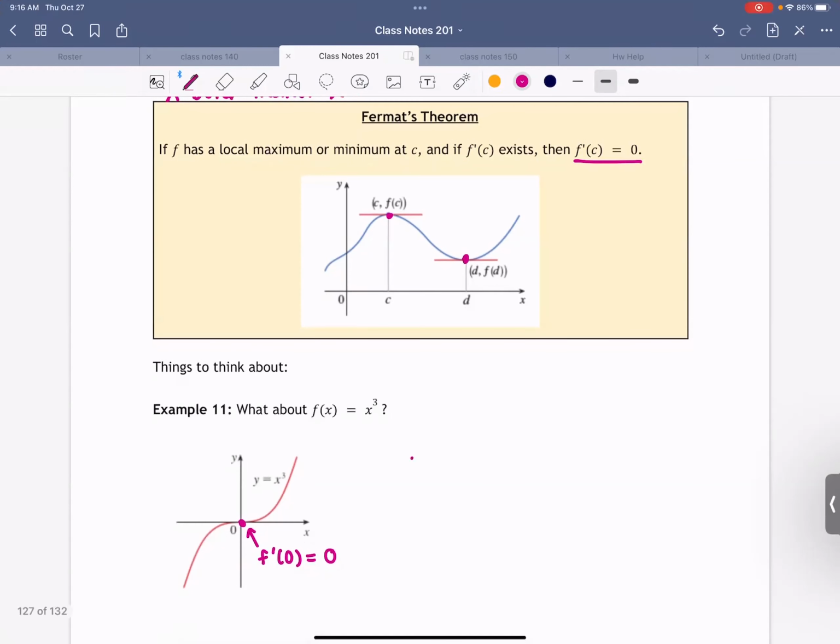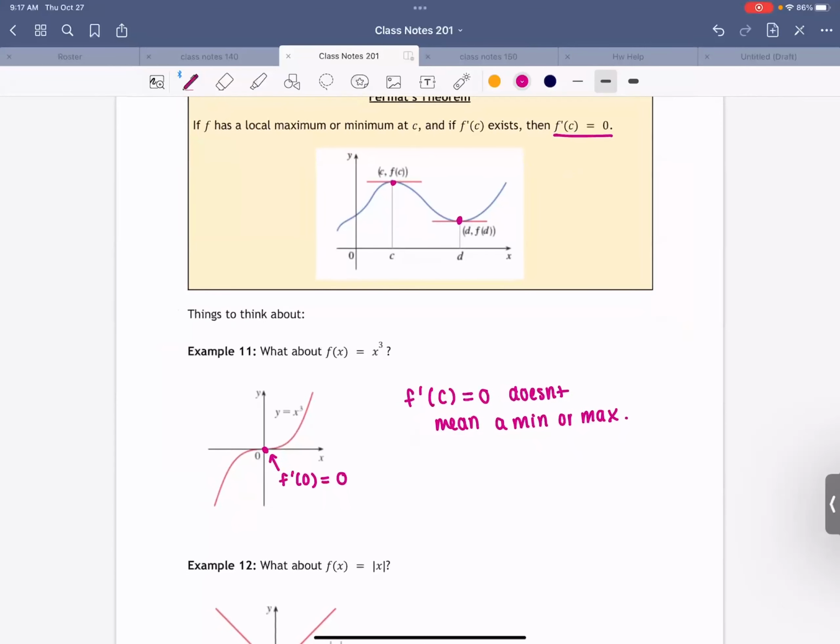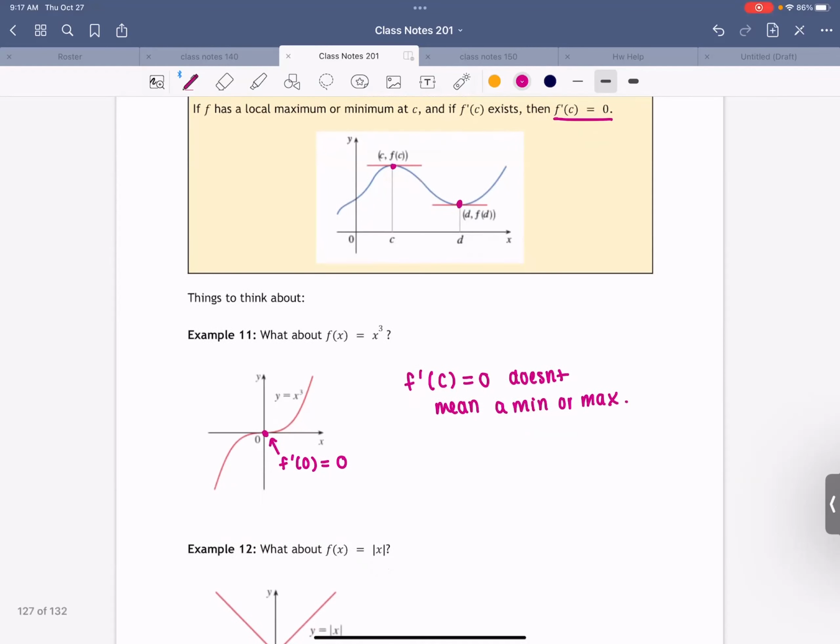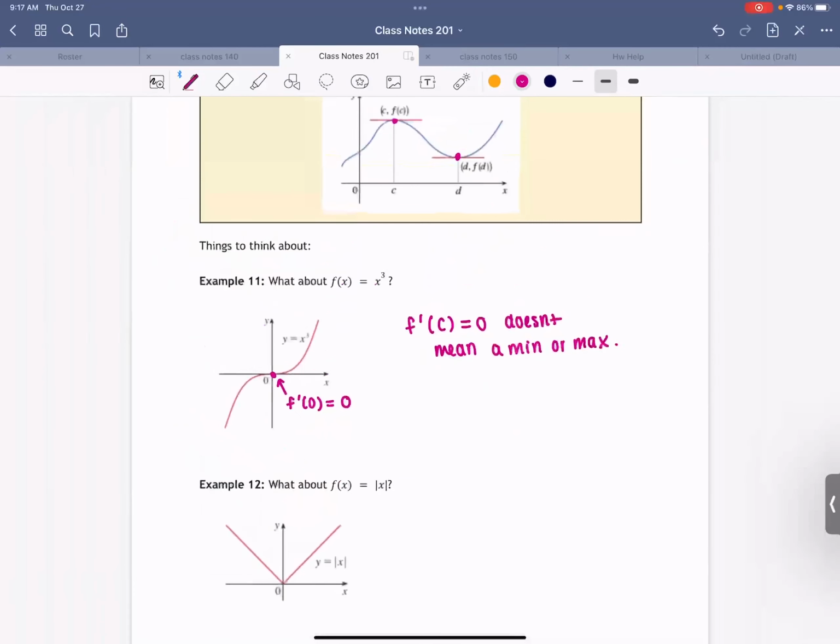So I'm going to write this out. F prime of c equals 0, so the derivative equaling 0 doesn't necessarily mean we have a local min or max. Now, if we have a local min or max, the derivative can be 0, but the opposite way doesn't work, okay? So f prime of c equals 0 doesn't mean a min or max. And yeah, it's kind of like part of a bigger theorem going on here, right? Okay, so we know that reading the theorem backward doesn't work, which makes this theorem very confusing, which is why I don't like it. Going on to example 12, let's see what goes on.